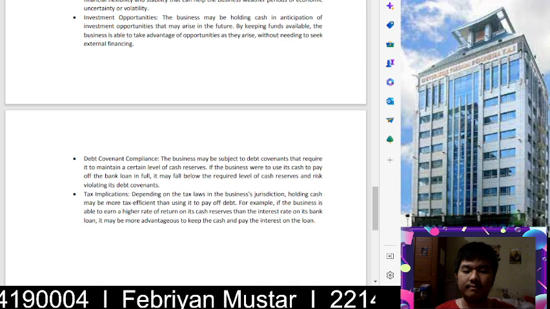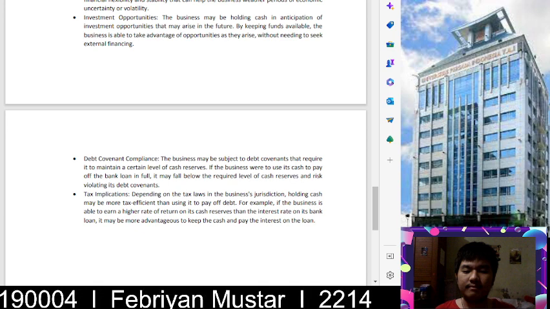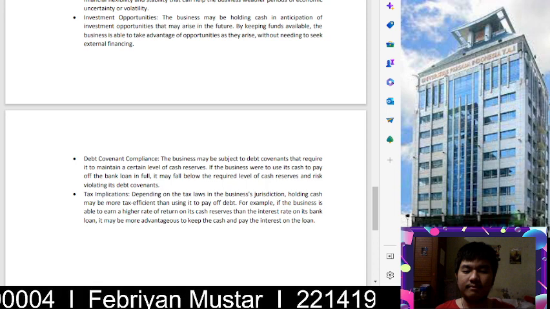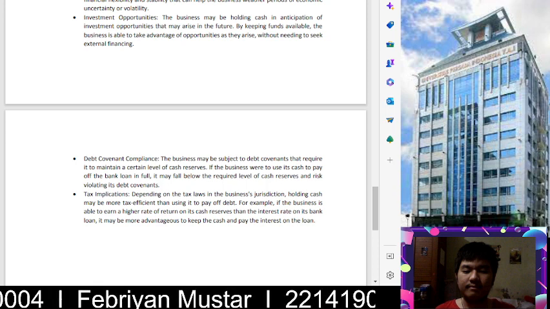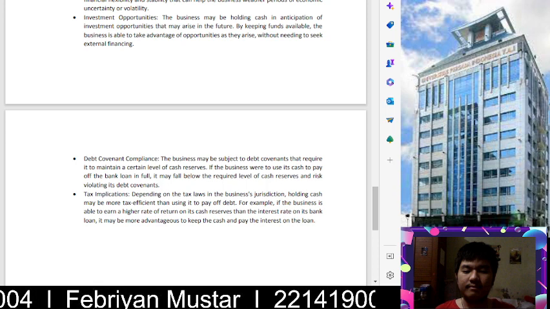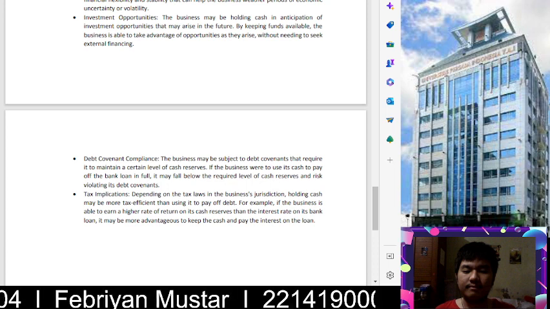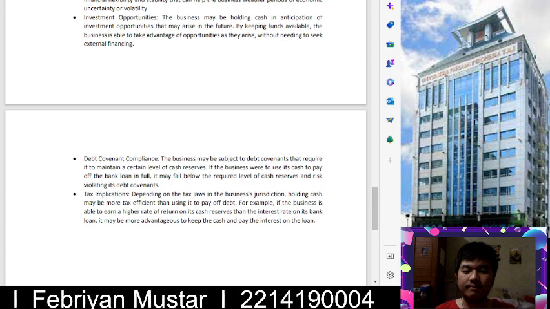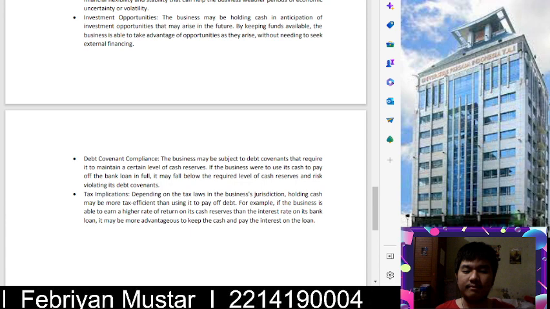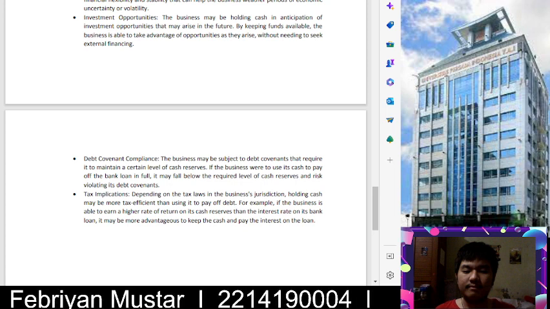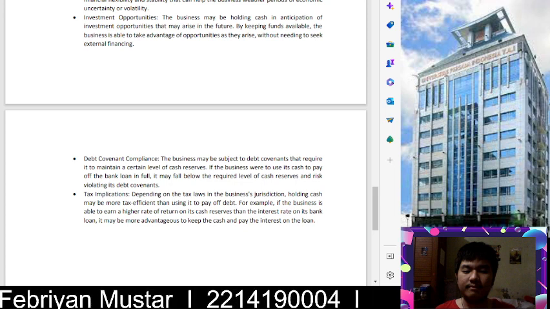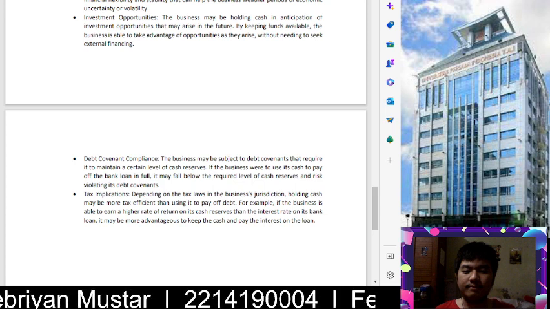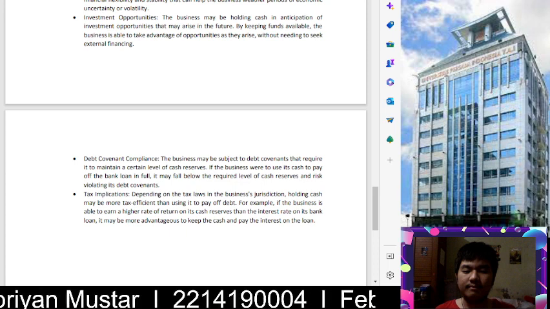Point three, debt covenant compliance. The business may be subject to debt covenants that require it to maintain a certain level of cash reserve. If the business were to use its cash to pay off the bank loan in full, it may fall below the required level of cash reserve and risk violating its debt covenant.